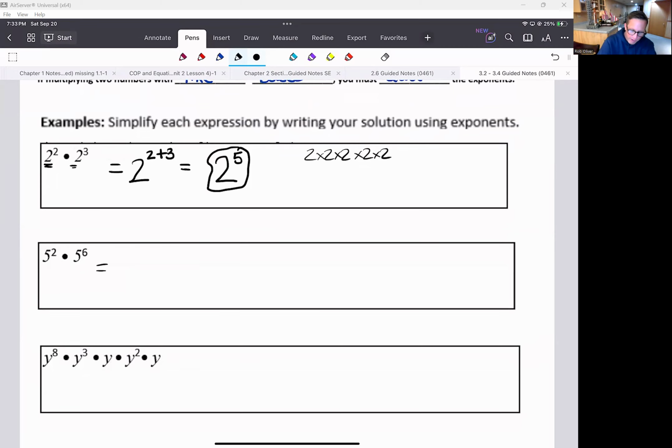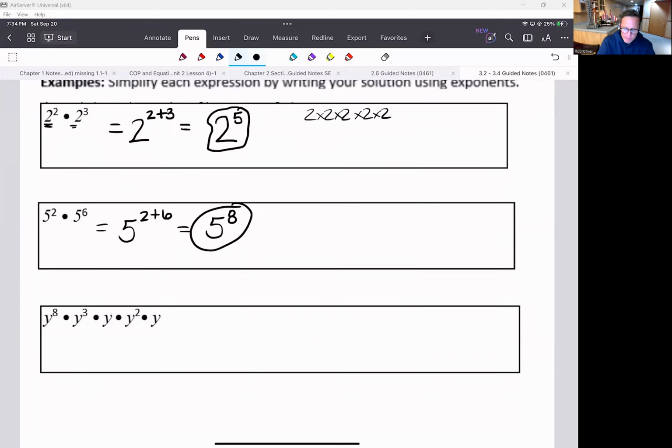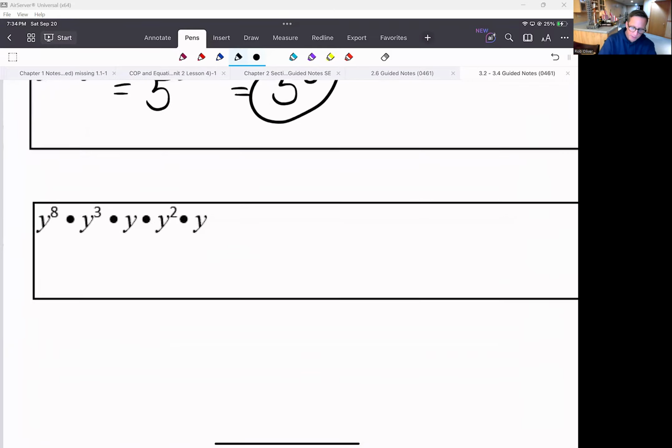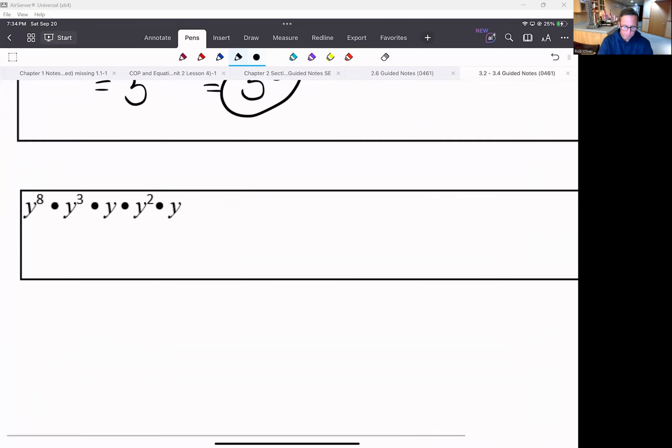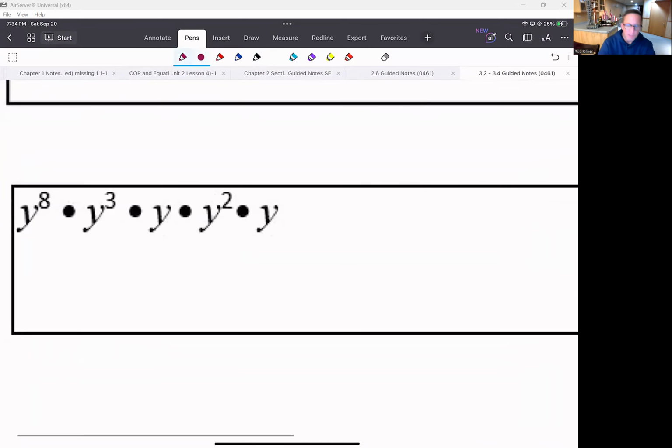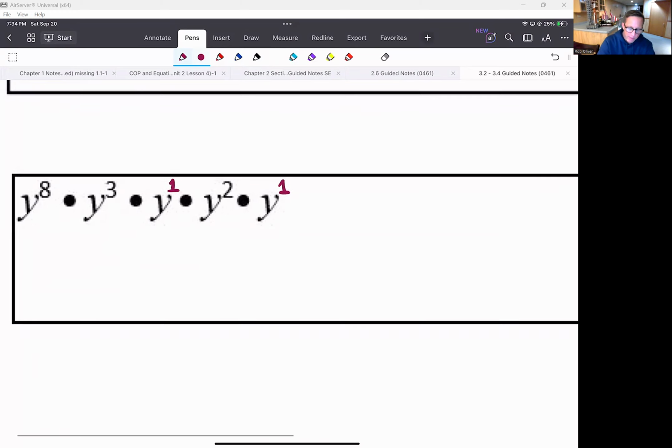All right, next one, we've got 5 squared times 5 to the 6th. So you're just going to add the 2 plus the 6, which is going to be 5 to the 8th power. That's it. Right here, a bunch of y's. The only thing you have to keep in mind here is that if it's just a plain variable, if there's nothing there, the default exponent is 1. So you just add all that up. 8 plus 3 is 11. 11 plus 1 is 12, 14, 15. There it is. So you've got y to the 15th power.